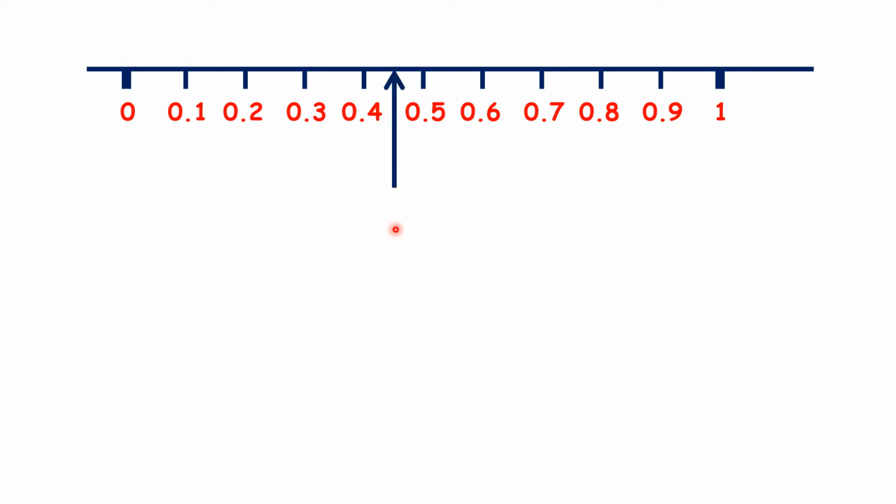So what do we have here? 0.45. And here 0.65, and here we have 0.95 because 95 hundredths or 9/10 and 5 hundredths is halfway between 9/10 and 1.